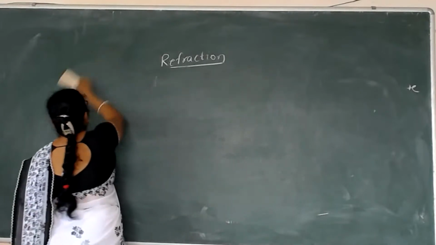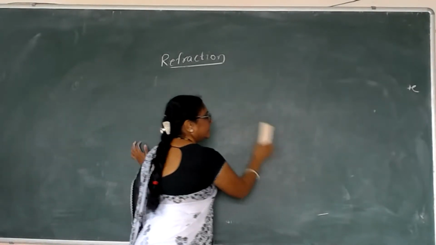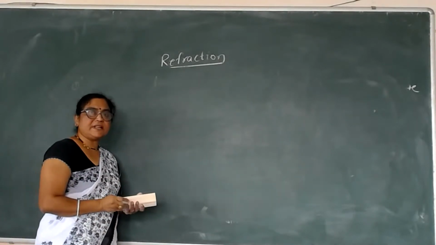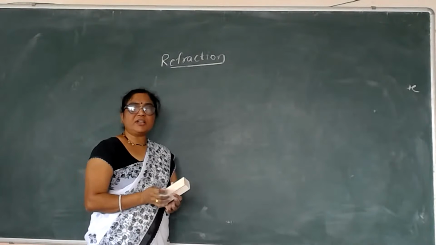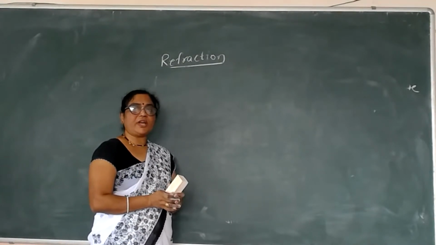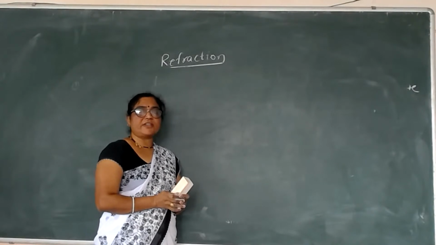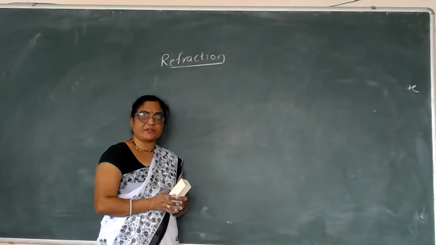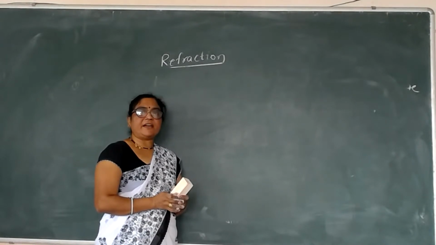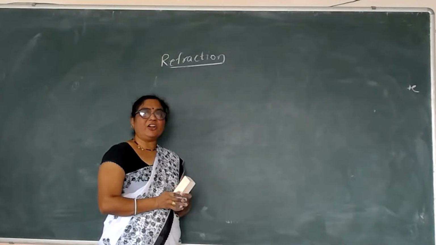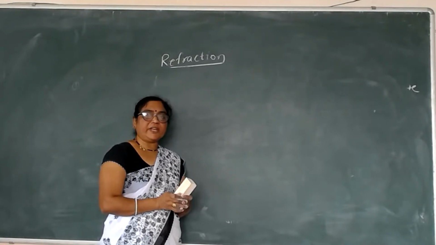So in this slide, there are two laws of refraction. The first law is that the incident ray, the normal at the point of incidence, and the refracted ray all three lie in the same plane. And the second law is known as Snell's law. Snell's law states that the sine of the angle of incidence is directly proportional to the sine of the angle of refraction. Therefore, sin i by sin r is equal to a constant, and this constant is denoted by the letter n or mu. So this mu or n is known as the refractive index of that medium.